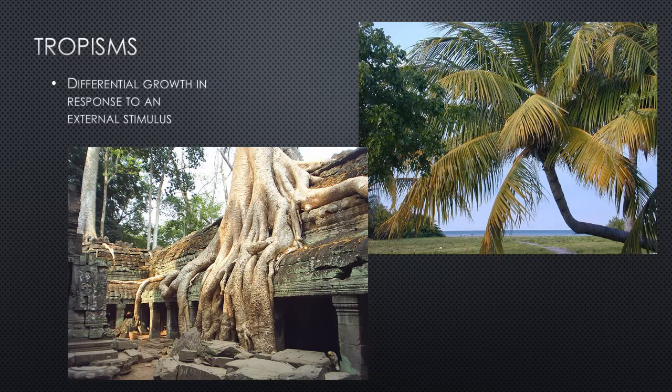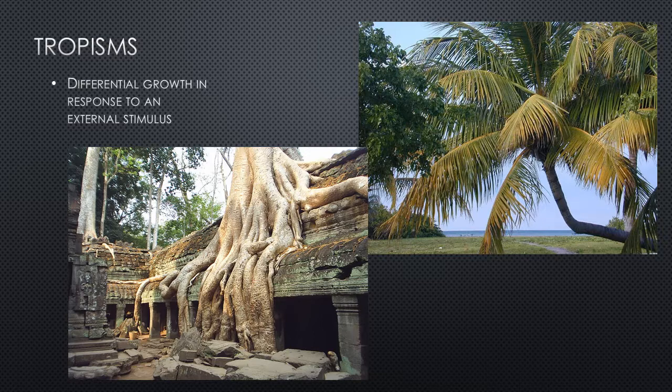Okay, let's talk about tropisms. So tropism, as I mentioned before, is a differential growth in response to an external stimulus. Differential growth being a faster rate of growth on one side and a slower rate of growth on the other side. And it can either be a negative tropism or a positive tropism.